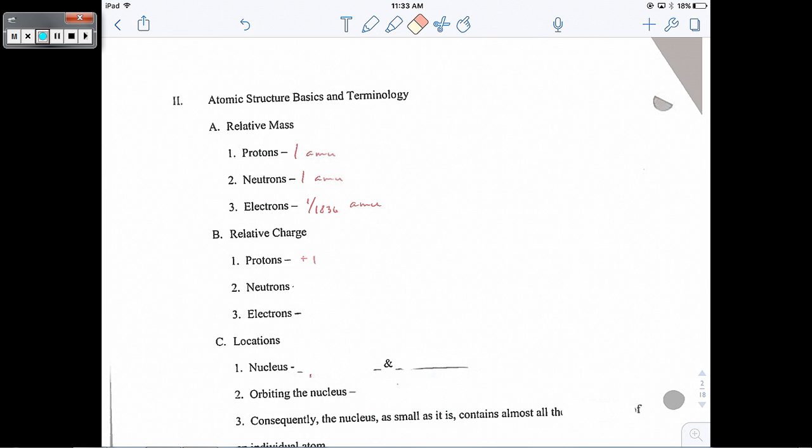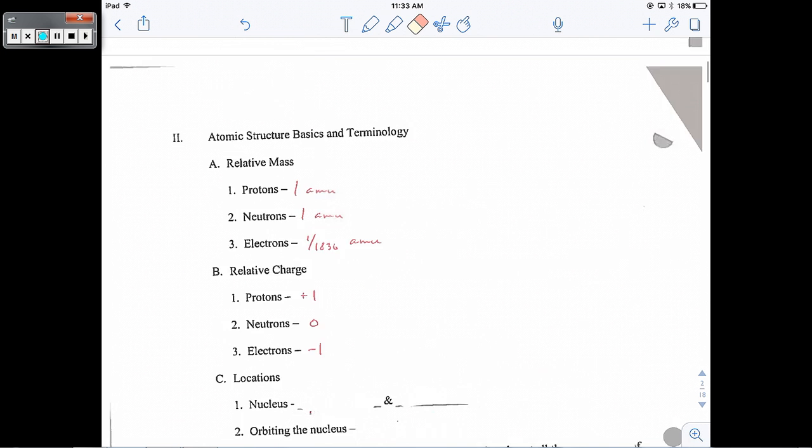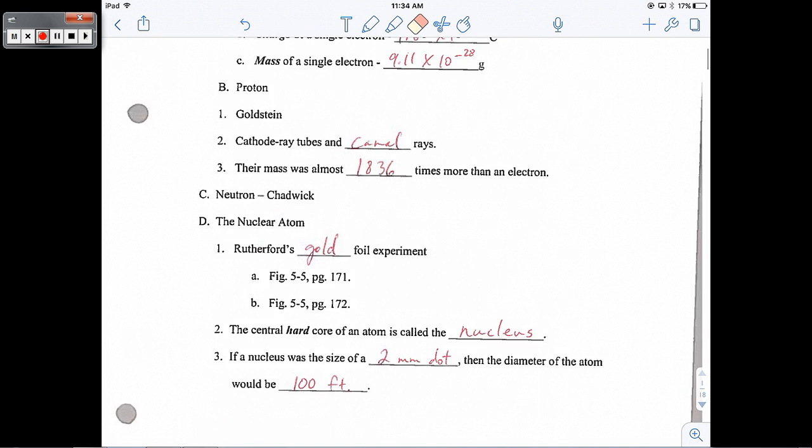The charges: protons are positive, specifically +1. Neutrons are 0, and electrons are -1. These are all in quantities of the fundamental charge, which we mentioned earlier. The fundamental charge of a single electron is 1.6 times 10 to the negative 19. You can't have a charge less than that, because you can't have a fraction of an electron, and that's the smallest charge that exists.